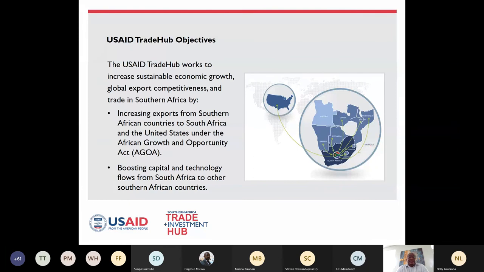The second objective looks at all the 8 countries that we work in, and we try to help companies in those countries increase utilization of the African Growth and Opportunity Act, which allows over 6,000 product lines to be exported to the US without paying duty. So we help companies, firms, and producers that would like to access the US market. We provide support in different areas, including awareness creation on US market entry requirements, as well as assisting companies with getting the required certifications.